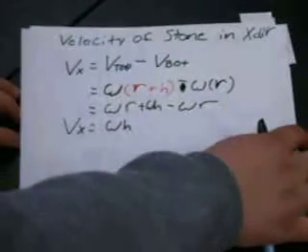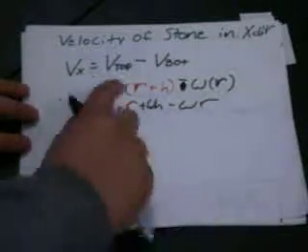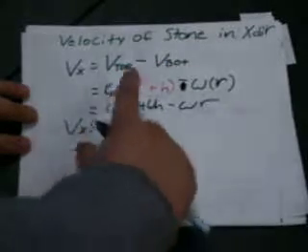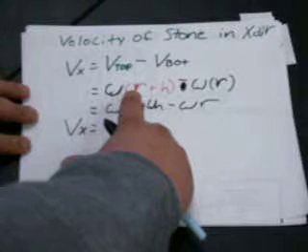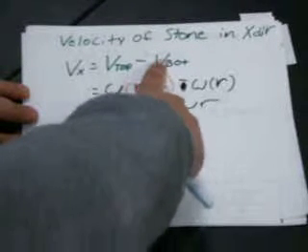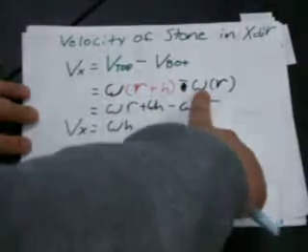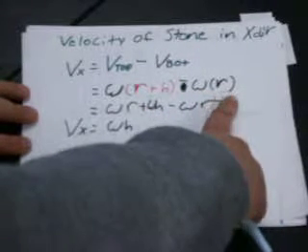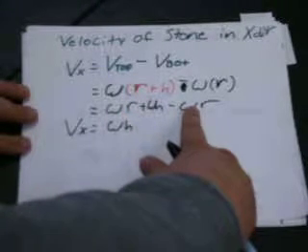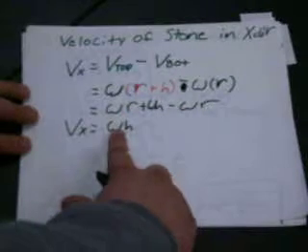The velocity in the x direction could be found using velocity of the top minus velocity of the bottom. The velocity of the top is omega times the radius of the Earth plus the height, while the velocity of the bottom is found with omega times the radius of the Earth. As you can see right here, omega r and omega r cancel out, and you're left with omega h.